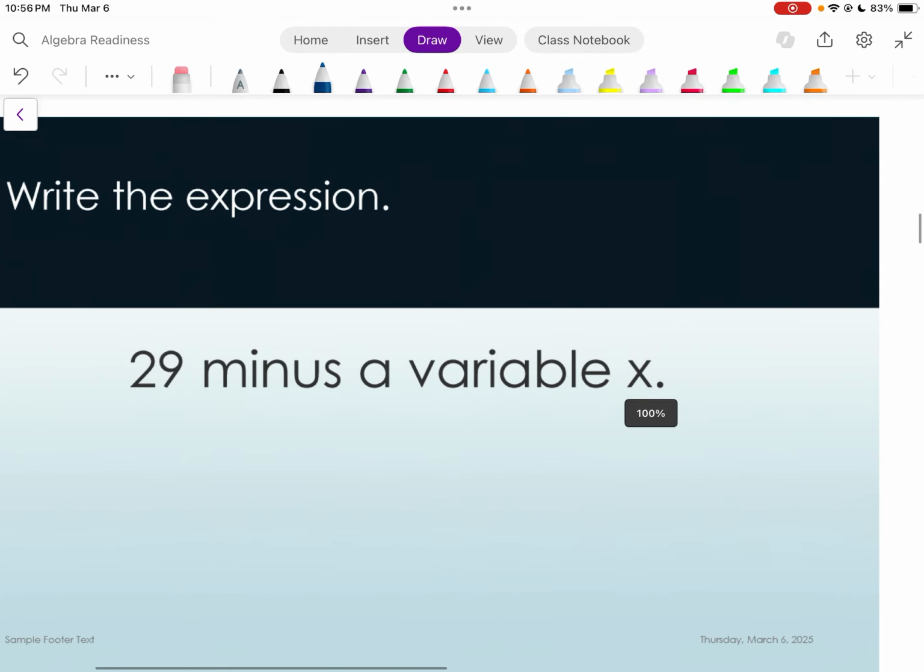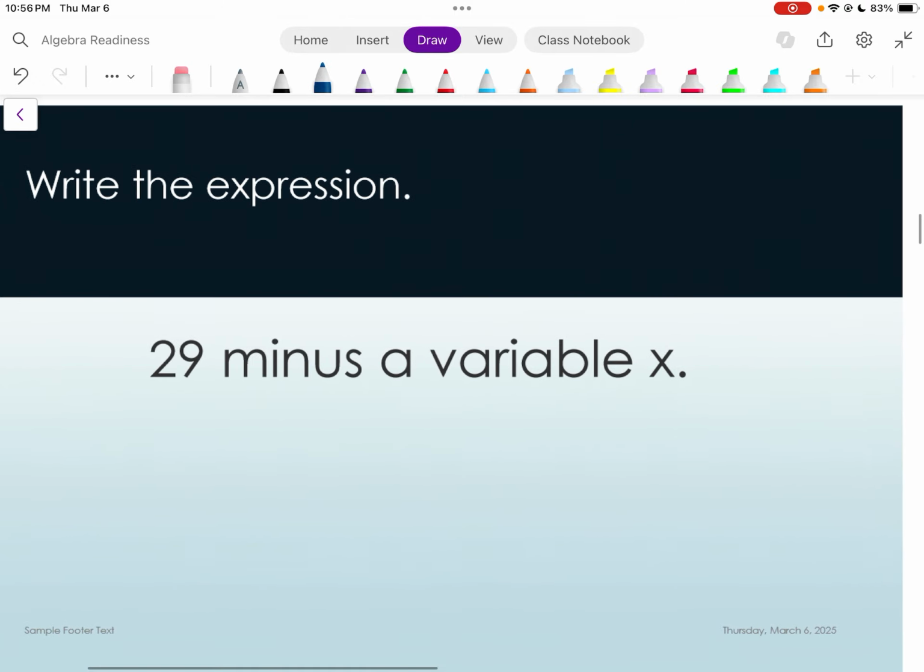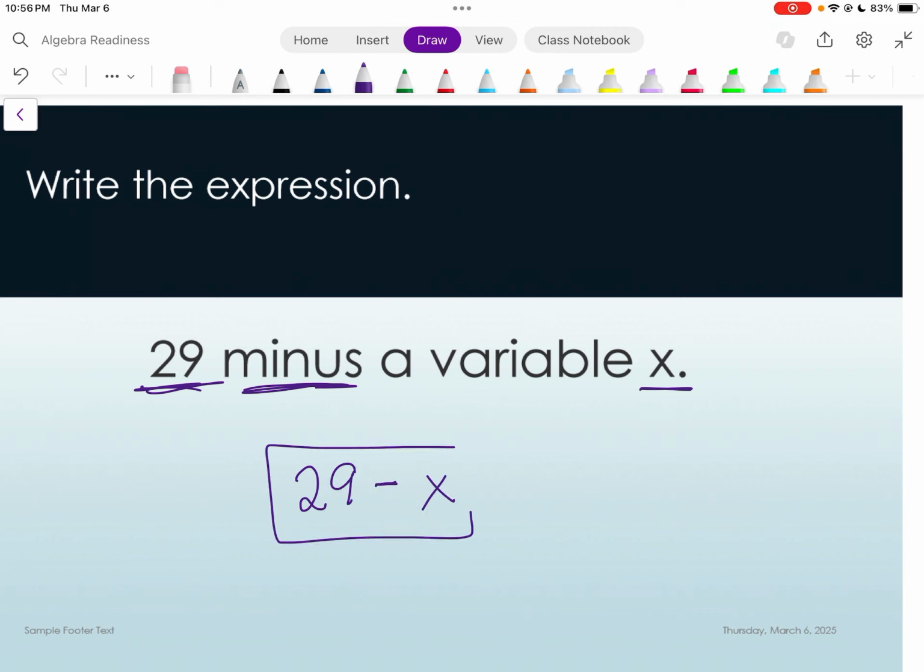Then our next one, they want us to write the expression 29 minus a variable x. We have 29 minus and then x. So we would write that out: 29, the minus or subtraction symbol, with the x.